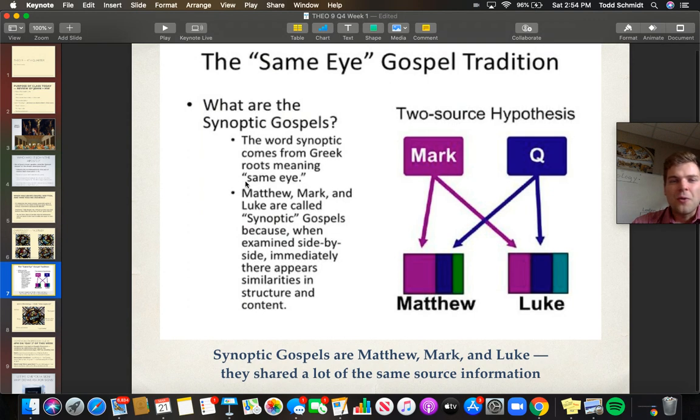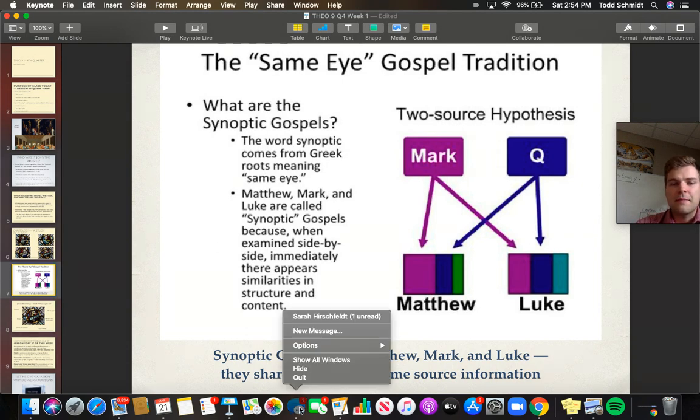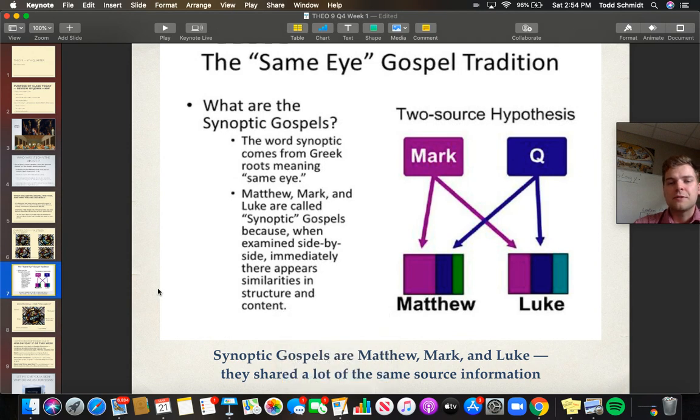And so what we know, a lot of scholarly experts have found that Matthew, Mark, and Luke come from a lot of the same source material. What that means is if you read Matthew, Mark, and Luke side by side to each other, they're very, very close and connected.